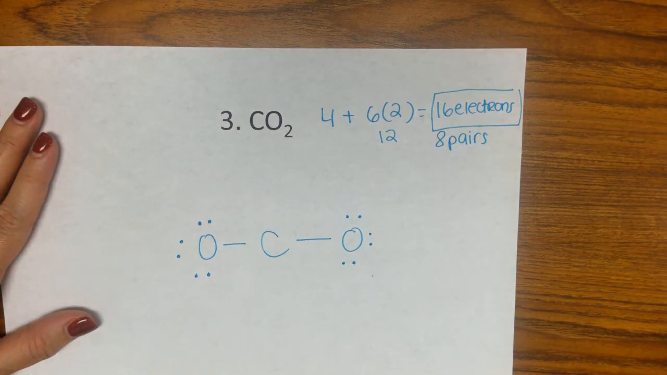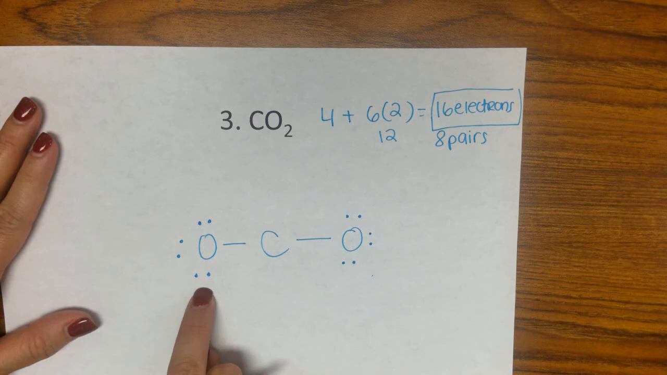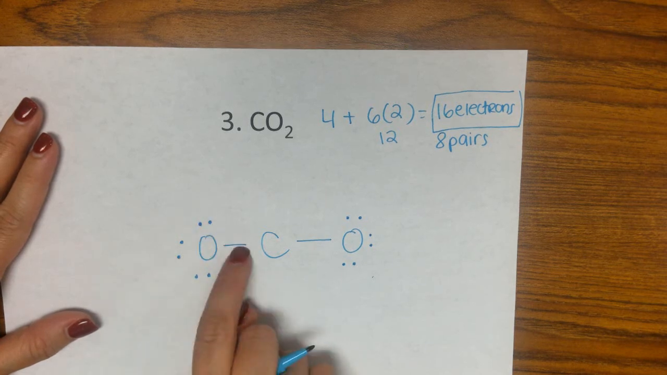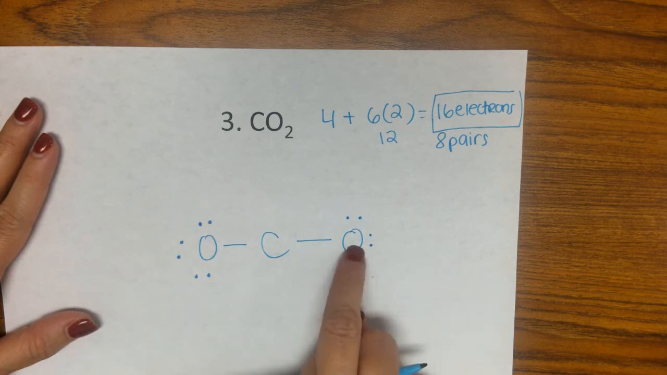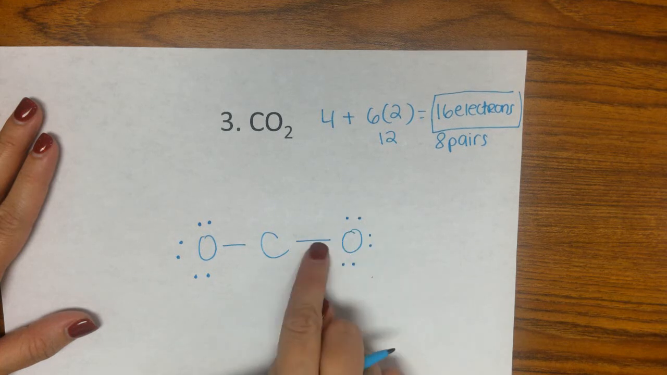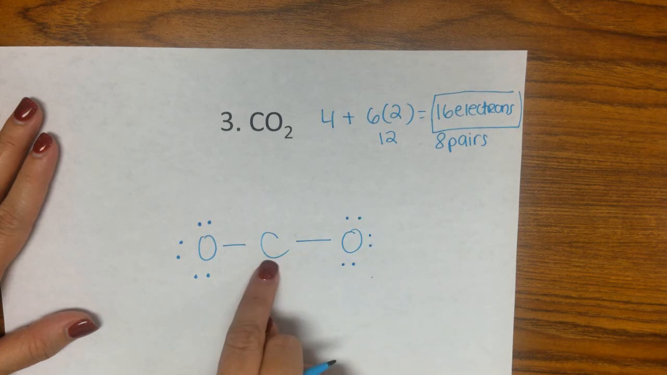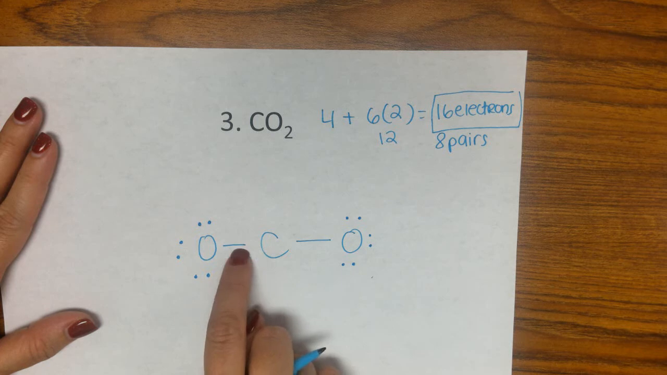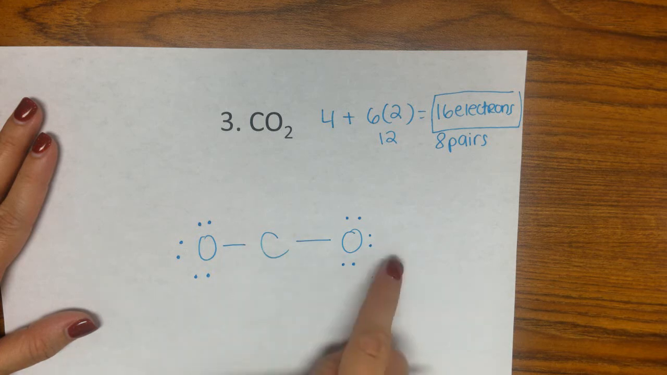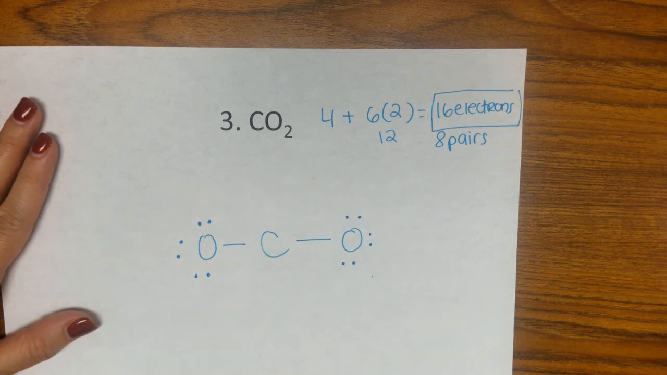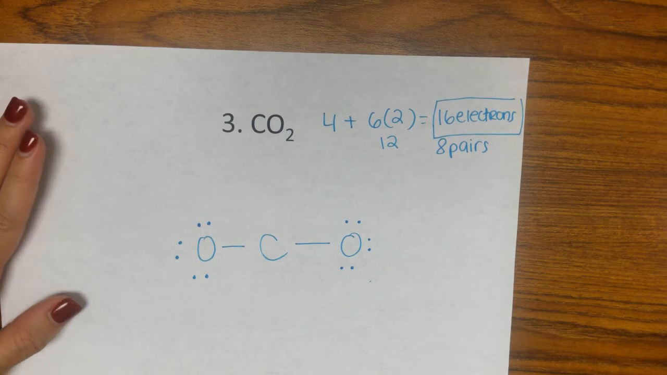Once you put down all your electrons, go through each of your atoms and make sure, do they all have 8 electrons? Oxygen has 8, 2, 4, 6, 8. This oxygen has 8, 2, 4, 6, 8. Carbon, however, only has 4. 2 here, 2 here. So this is not the Lewis structure for CO2. We're not going to erase the whole thing.